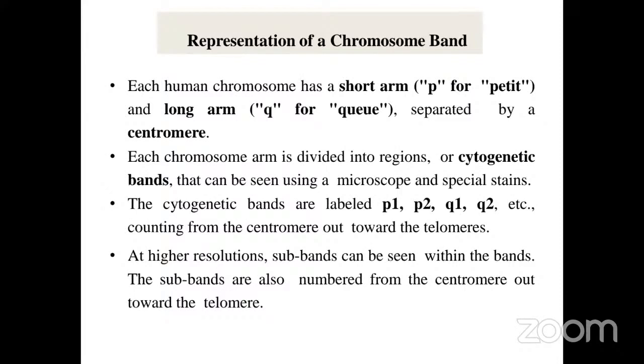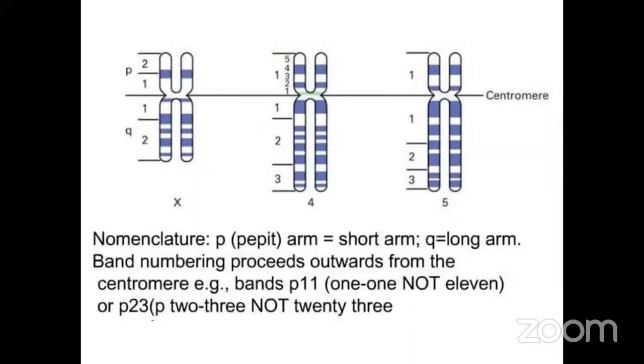As I told you, if you see the chromosome structure, there is a short arm and a long arm. The short arm is denoted by the small letter p, which stands for petit, whereas the long arm is denoted by the small letter q, and they are separated by a centromere. So here we can see the short arm, that is the p arm, and the long arm, the q arm. Here we can see how the nomenclature is given: banding positions like 1, 2, 3, 4, 5, with the short arm denoted by small p and the long arm by small q.